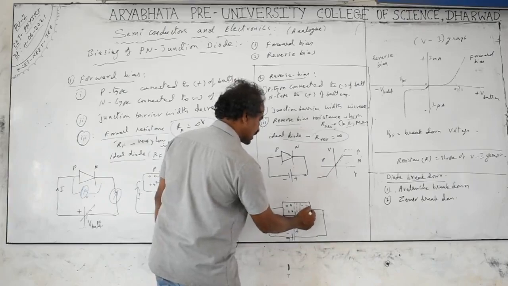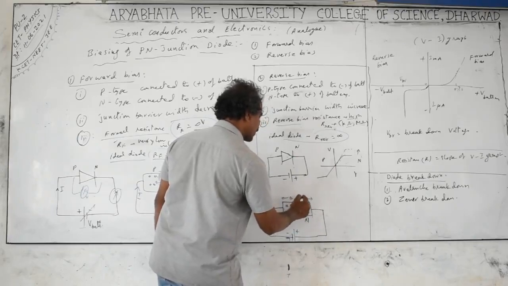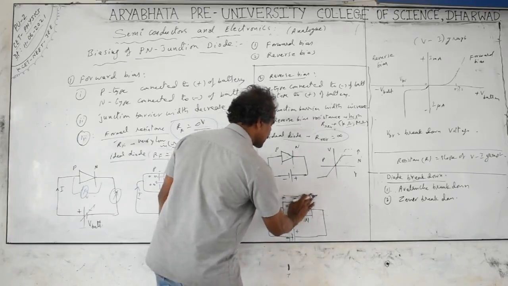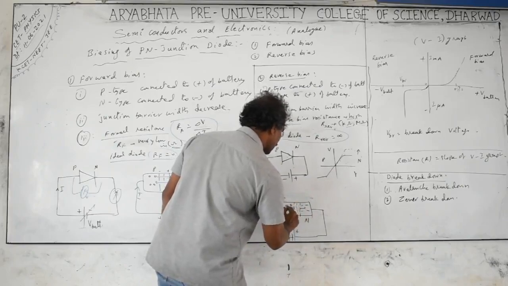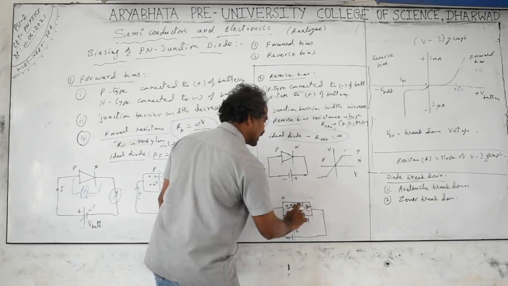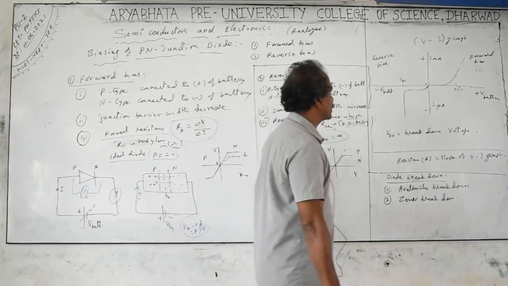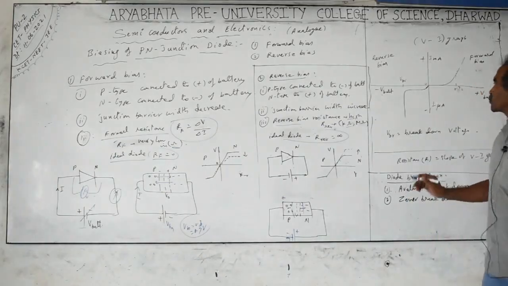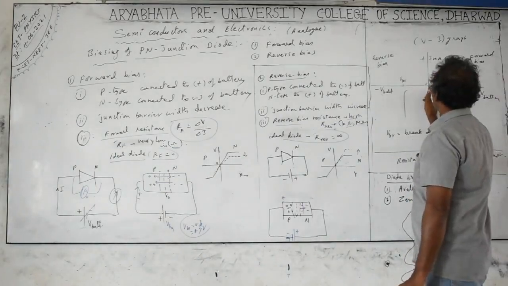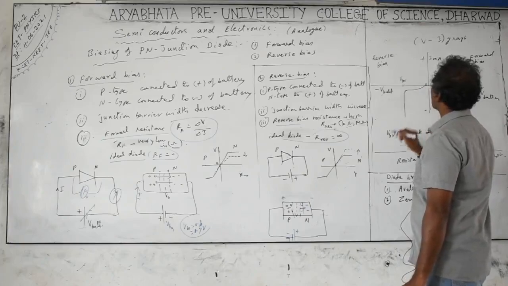N to plus means electrons will be attracted towards the plus, and holes towards the minus. So electrons go away from the junction, and holes go away from the junction. The result is that more ionic regions are formed. The width increases and the electrons and holes do not cross the junction, therefore current will not be there. Current should not be there in the reverse bias. So the current is supposed to be 0.